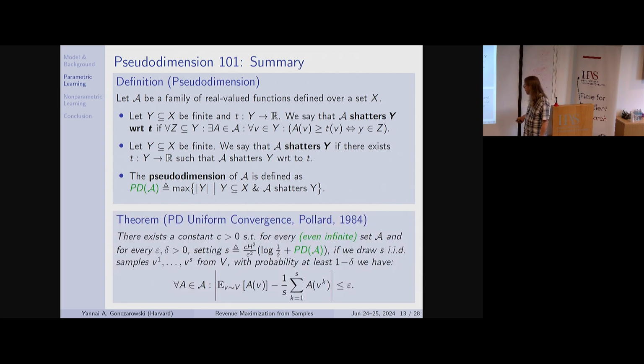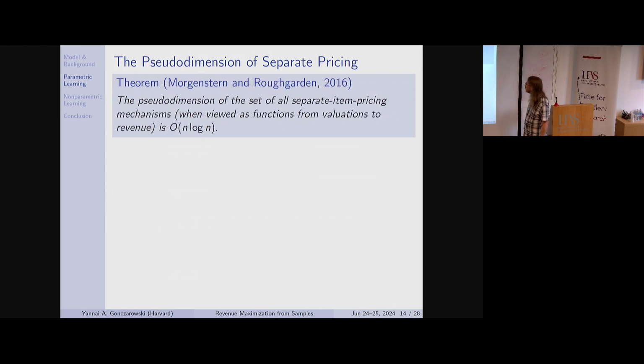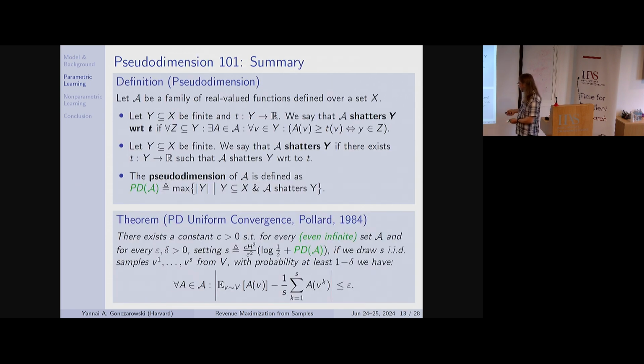And this is, as we said, this is how we use it. So I'm going to prove to you the following theorem due to Jamie Morgenstern and Tim Roughgarden. Can you go back? What was the theorem? That's the theorem we saw earlier already. I just copied it again here.